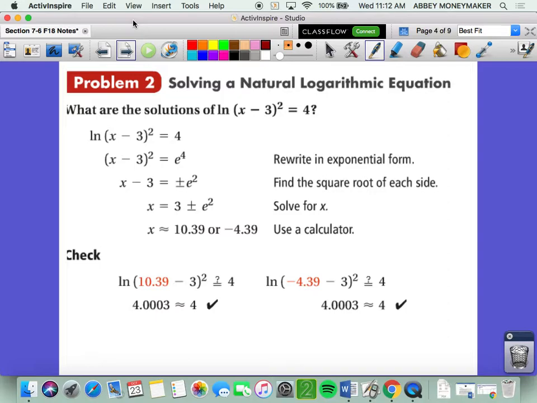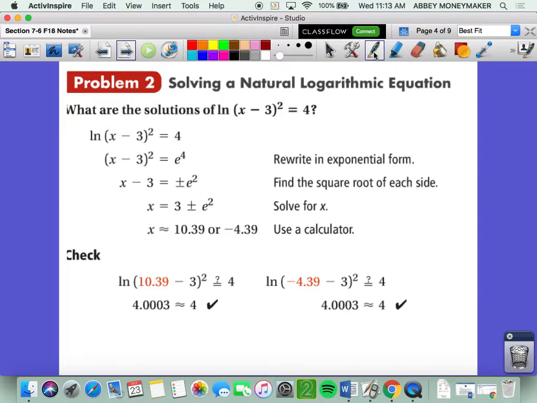So here it says, what are the solutions of the natural log of (x minus 3) squared equals 4? Again, you want to ask yourself, is the natural log function by itself? In this case, yes. Is there anything being added or subtracted out to the side or multiplied out front? No. So it's already by itself. So I'm ready to use its inverse in order to solve. What's its inverse? e, right? I just talked about that earlier.